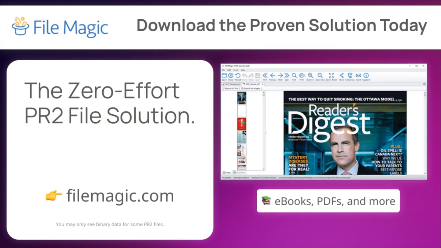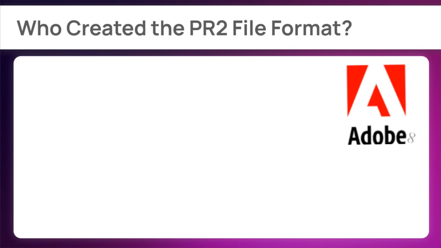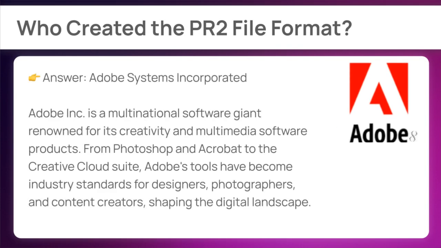First, the simple methods. A PR2 file is a presentation created with Aldus Persuasion 2.0, an early competitor to Microsoft PowerPoint. Users with these files are typically trying to access or convert legacy business or academic presentations from the early 1990s. The primary challenge is finding modern software capable of opening this obsolete format.